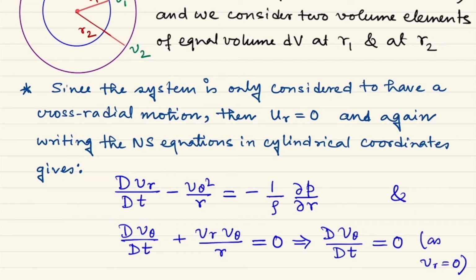Okay, so now Vr is 0 makes this thing again simpler, which simply gives us dv theta dt is equal to 0. So that means the linear velocity of the fluid element does not change with time. Is this clear? So the linear velocity with which one fluid element is moving is constant.